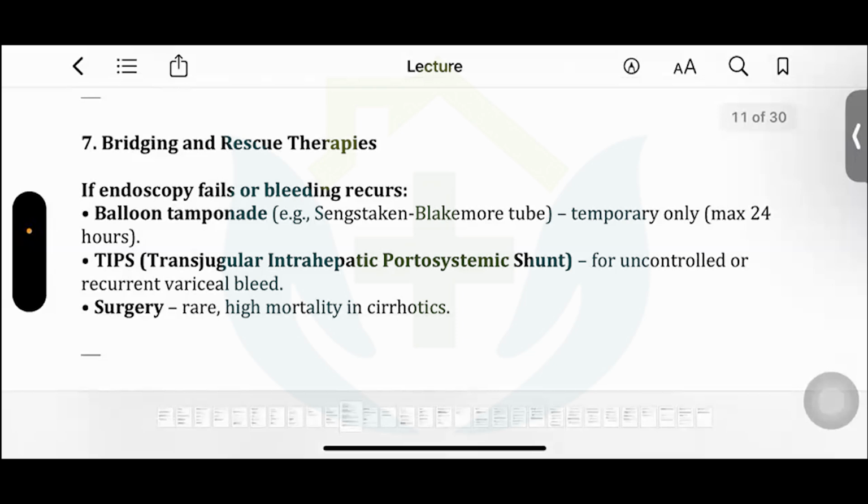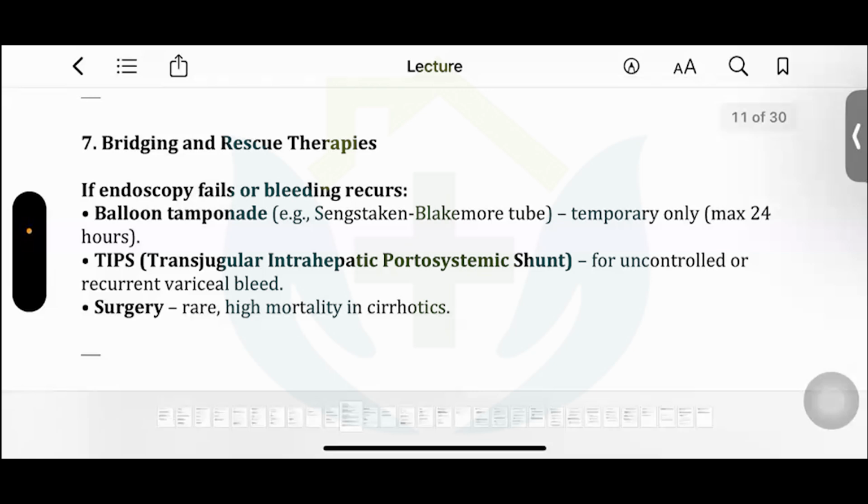Why only 24 hours? Any idea? Esophageal necrosis. Perfect. So the same reason why we do not do gastric variceal ligation: if you keep the tamponade on for more than 24 hours, the chances of esophageal necrosis or esophageal gangrene are very high. If that is not there and the center is equipped for a liver transplant or a TIPS procedure, then you can take the patient up for a transjugular intrahepatic portosystemic shunt.